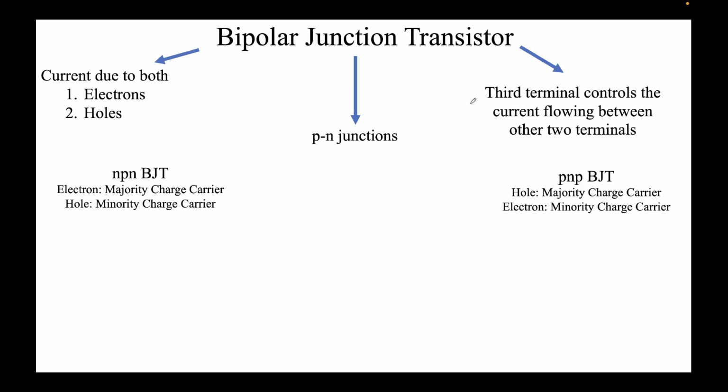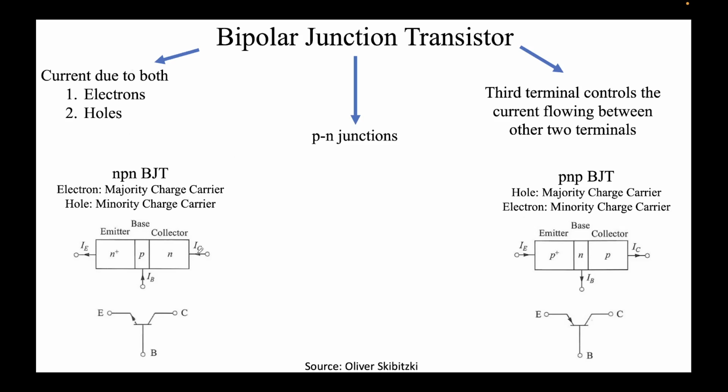So this we saw in the last slide, and then there are two flavors of BJT. First is the NPN and then the PNP. We will restrict ourselves to NPN BJT. In NPN BJT, electron is the majority charge carrier while hole is the minority charge carrier. Note, current is due to both electrons and holes. And finally, this is the schematic of both of them. So you have emitter, base, and collector, and you have IC, IE, IB flowing, and this is the symbol for that.